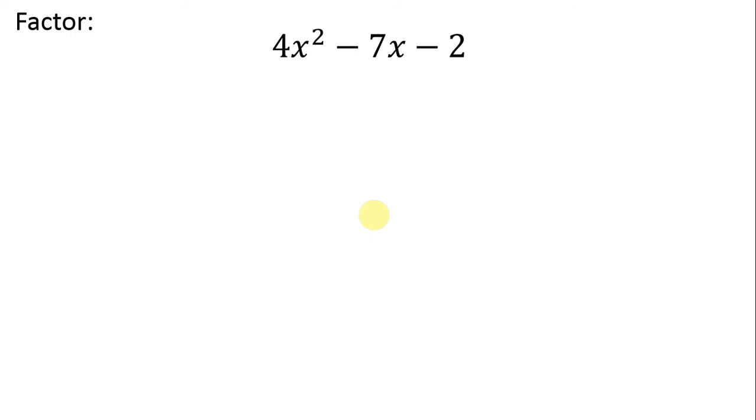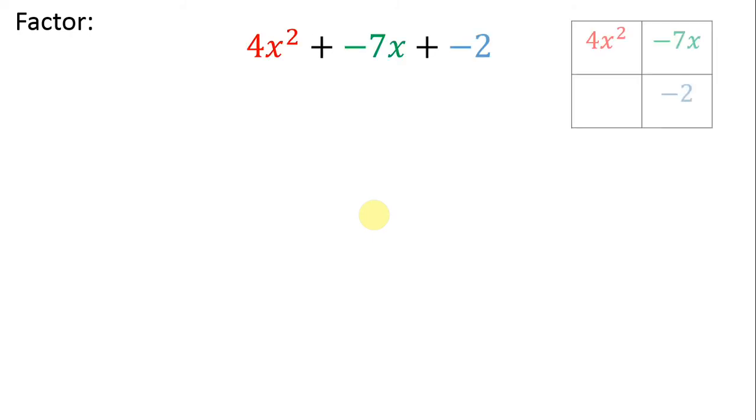4x squared minus 7x minus 2. First thing I'm going to do, if I want, is draw my box, so that way I don't get bogged down in all the other things. Then I rewrite this expression, putting the 4x squared, two blanks instead of the negative 7x, and then the negative 2. So the first term and the last term are the same, and the middle term gets split into 2.